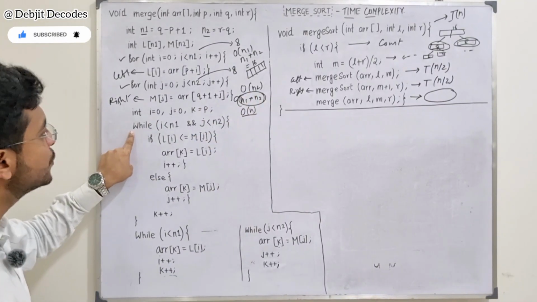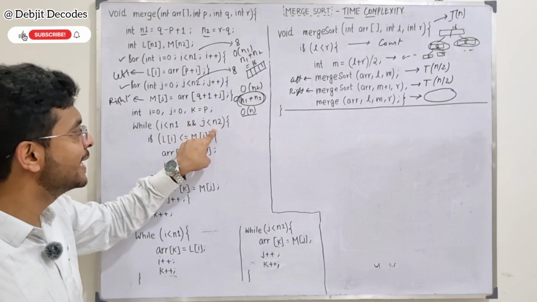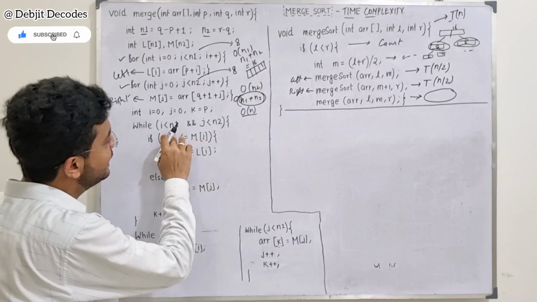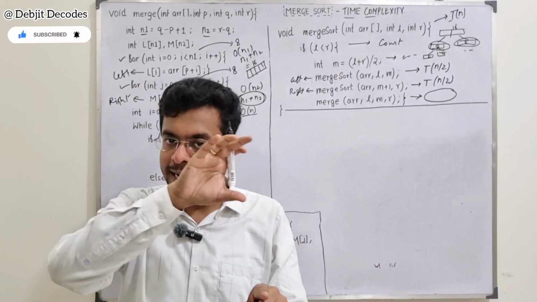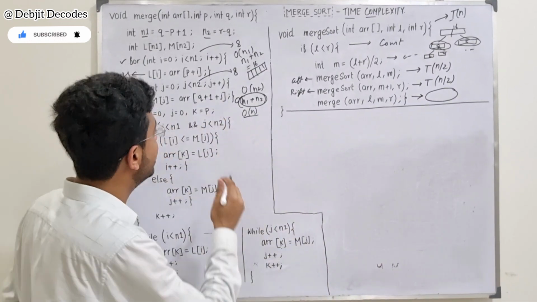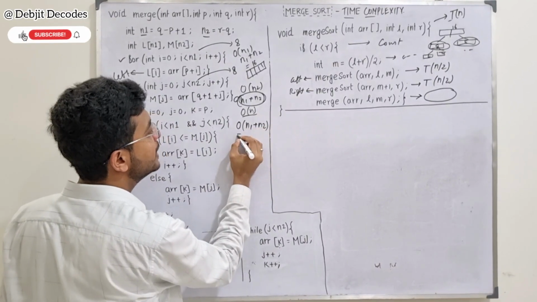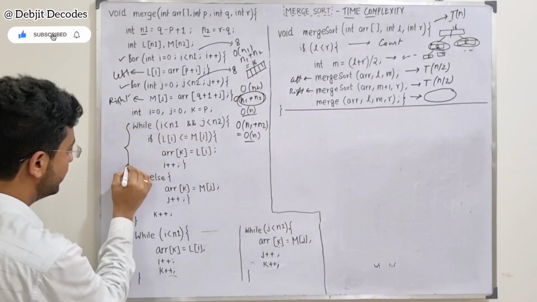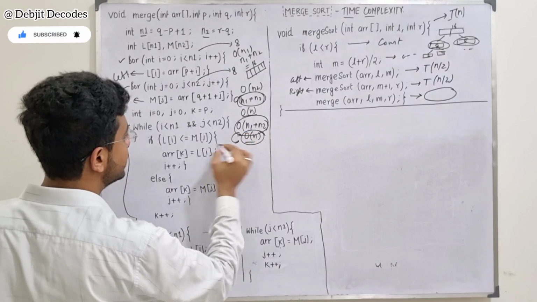Now if you check this while loop, it is taking i less than n1 and j less than n2. In the worst case, this will run till n1 plus n2, because i will run through the whole of n1, then the whole of n2. So again it is order of n1 plus n2, which is nothing but order of n. This particular part is again order of n, which justifies it is order of n.